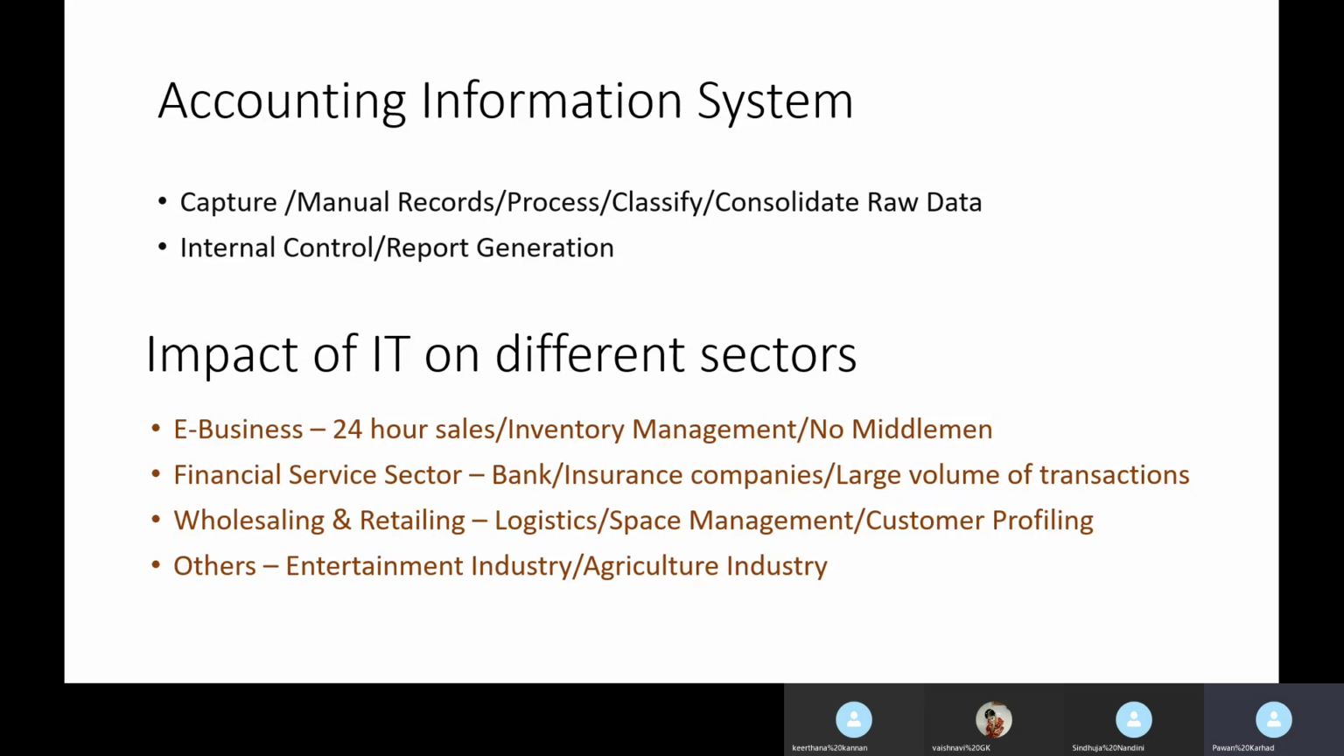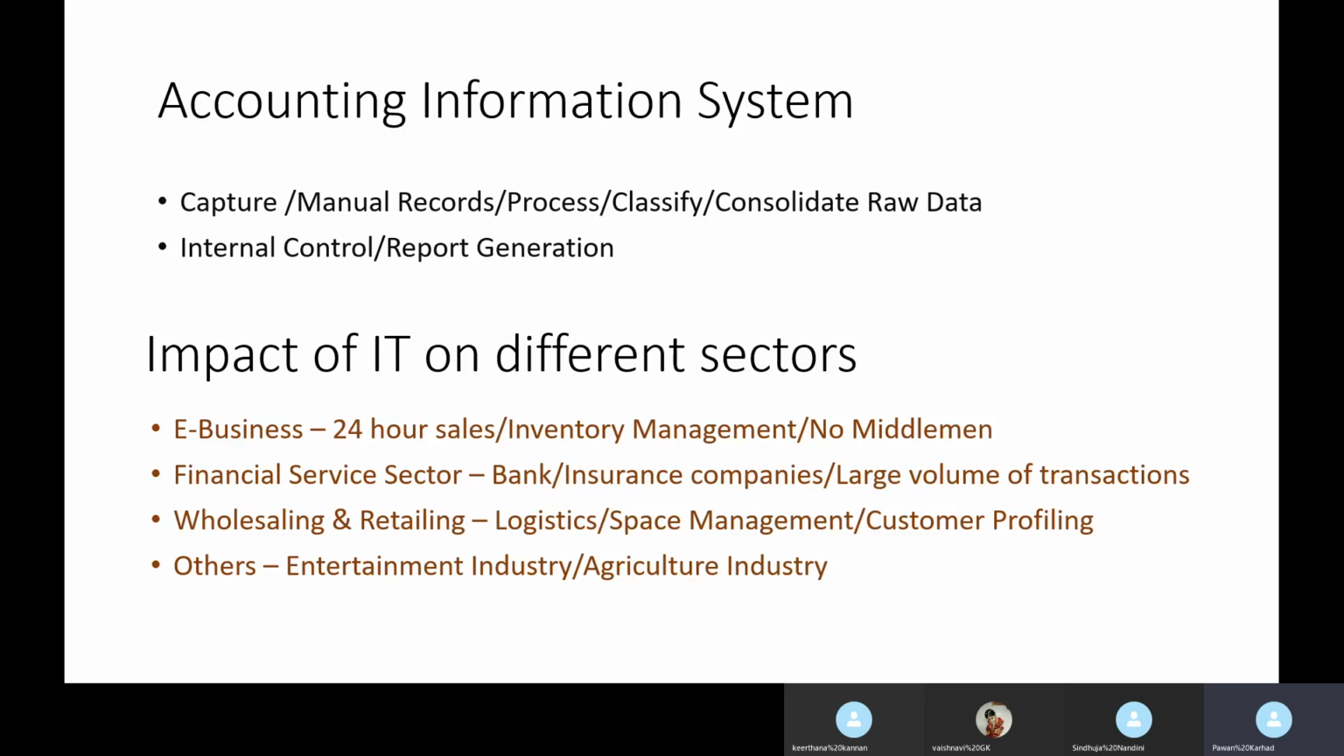After that, financial service sector. What are the companies involved in the financial service sector? They are mainly banking companies and insurance companies. From the name itself you can understand the volume of transactions and how much updating and processing is required. That is the reason we have the core banking system. So you can write about the core banking system and other points relating to banks and insurance companies for the financial service sector. After that we have wholesaling and retailing.